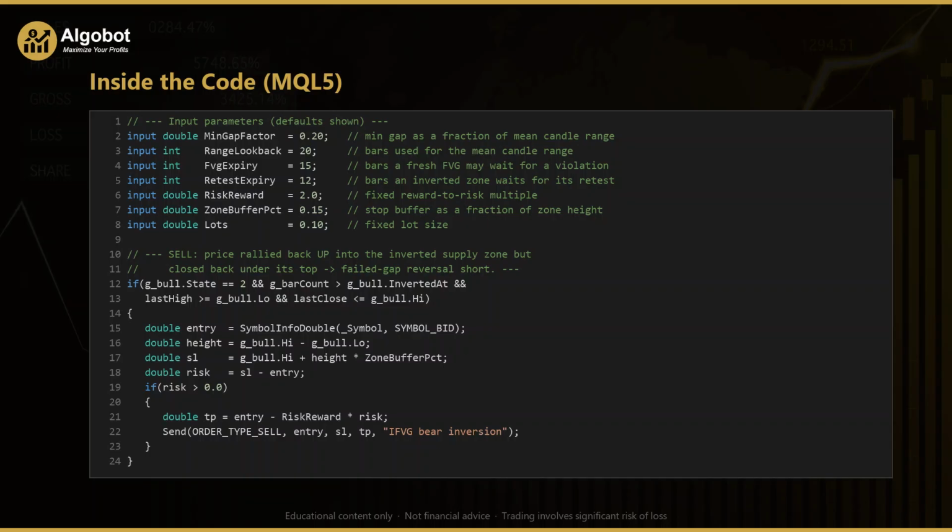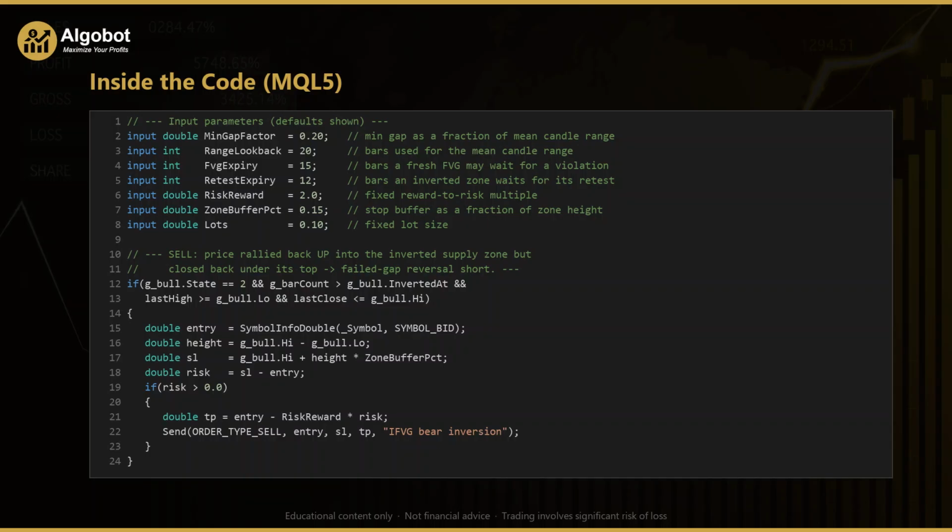Now the signal logic. This block fires a sell. It first checks that the bullish gap is in state 2, meaning it has already inverted into a supply zone, and that at least one bar has passed since inversion. Then it confirms the retest. The last bar's high reached up into the zone's lower edge, but its close came back under the top edge. That's the failed push. The entry price is read from the current bid.